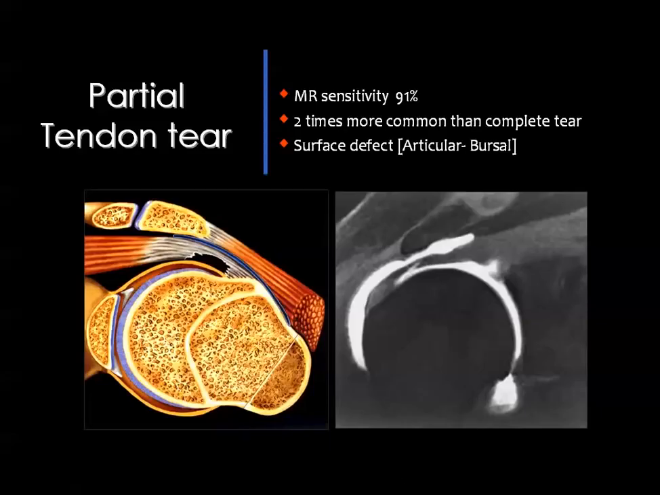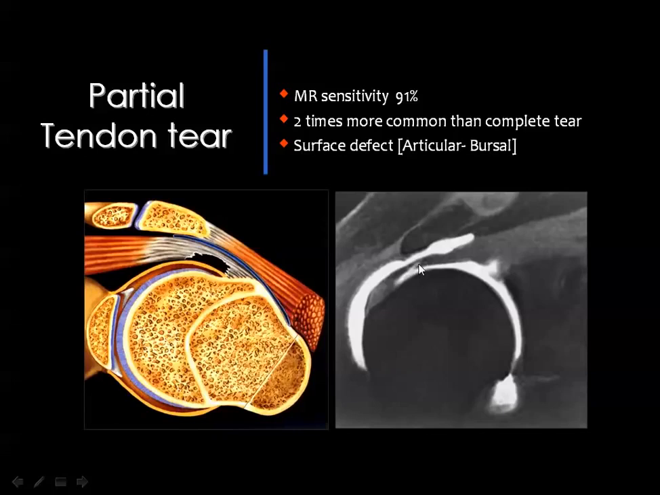Then, considering the supraspinatus tears, we have two types, the partial tear and full thickness tear. Partial tear is also divided into three subtypes. The tear affecting the surface of the tendon facing the joint, and this is known as articular surface tear. And the tear in the surface of the tendon facing the bursa, and this is known as bursal surface tear. And the third one is a tear inside the substance of the tendon, not reaching the superior nor the inferior surfaces of the tendon.